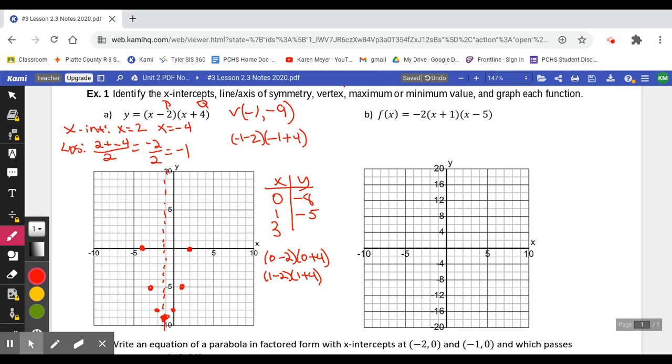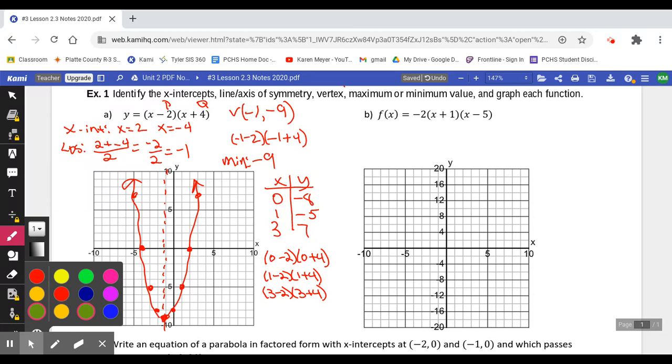And then the last one for fun, I picked 3. And when I plug in 3, I come up with 7. And then reflect that one over. Boom. And of course, the last thing is the min or max value again. So this one opens up, so that means it's a minimum. And the lowest that it goes is the y of the vertex, which is negative 9.